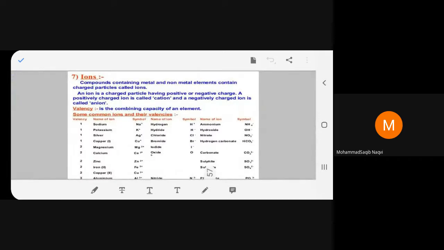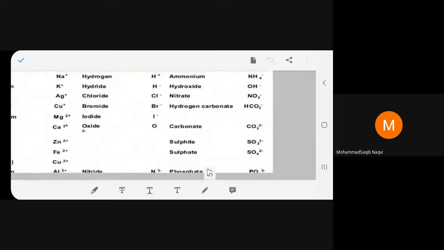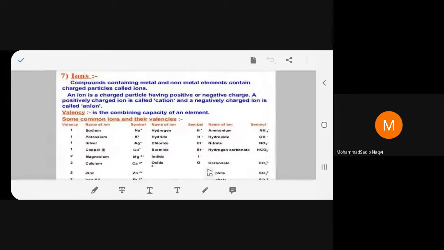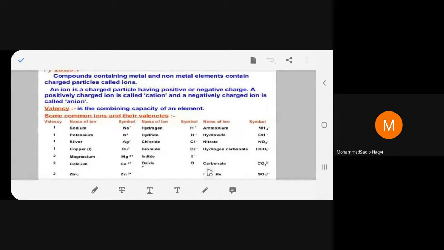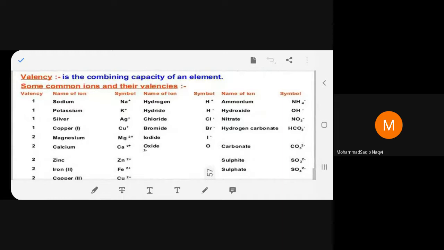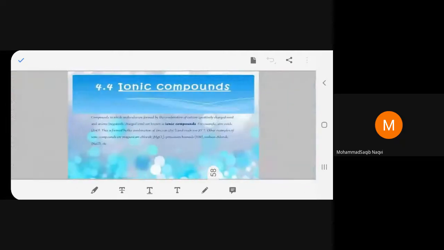The other one is phosphate. Can you see this? This one, PO4 3 minus. What will the valency be, beta? 3. So please remember, you have this in the book as well. And please learn. You have to learn all these molecular formulas, the names, and their valencies.